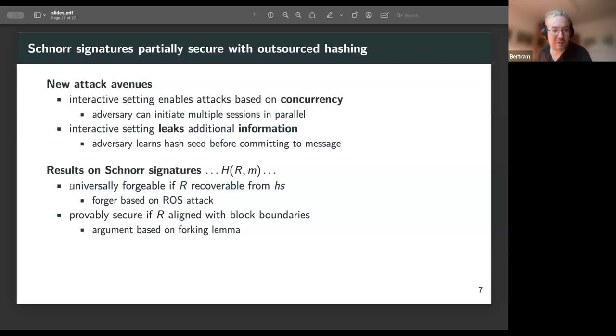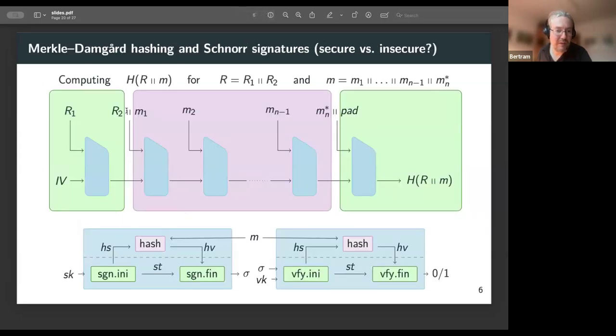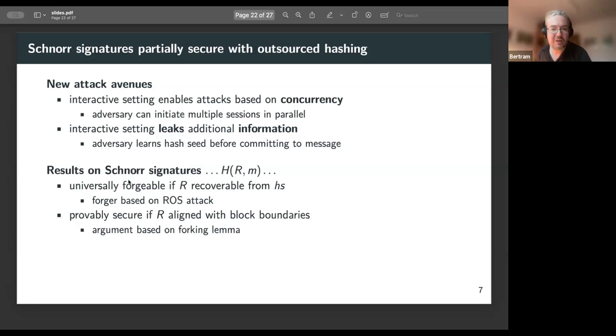So if the R value can be recovered from the hash state, then we can demonstrate universal forgeries, meaning we can forge on arbitrary messages, exploiting this concurrency and this information leakage. On the other hand, if the R value is aligned with the block boundaries of the hash function, meaning that this concatenation is actually a trivial one, in the sense that first all the R's are consumed and then compressed into one single chaining value here, then we can use forking lemma-based proofs as before and reestablish security.